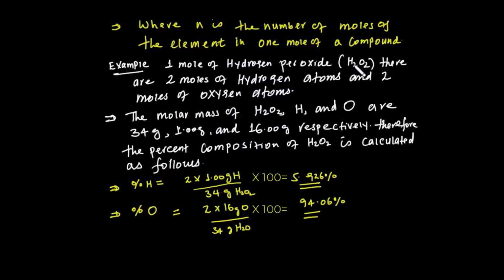2 moles of what? Hydrogen, 2 atoms of hydrogen, and 2 moles of what? Oxygen atoms. As you can see here, this is hydrogen peroxide, so what do we have in this hydrogen peroxide? We have 2 moles of hydrogen atoms and 2 moles of oxygen atoms. Now the molar mass of hydrogen peroxide, of hydrogen and oxygen.